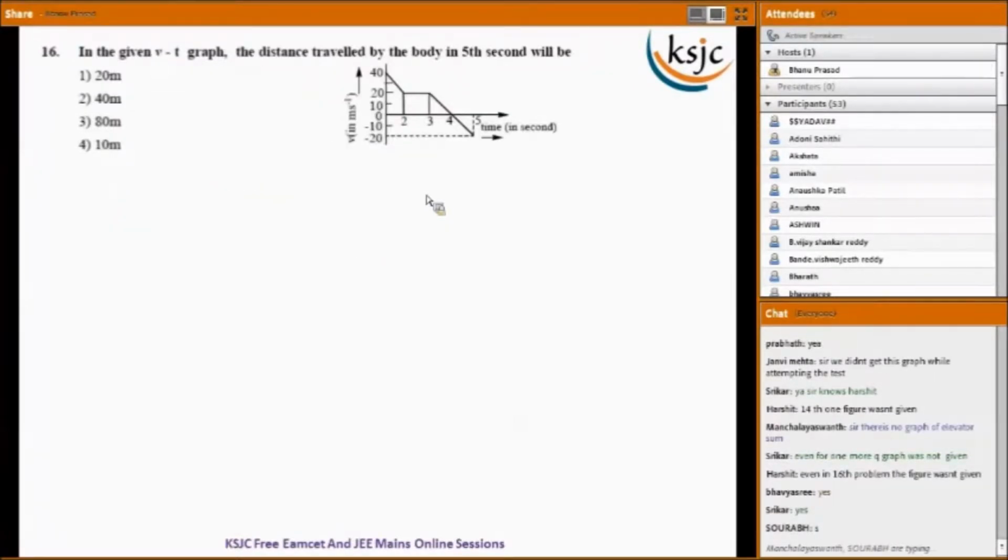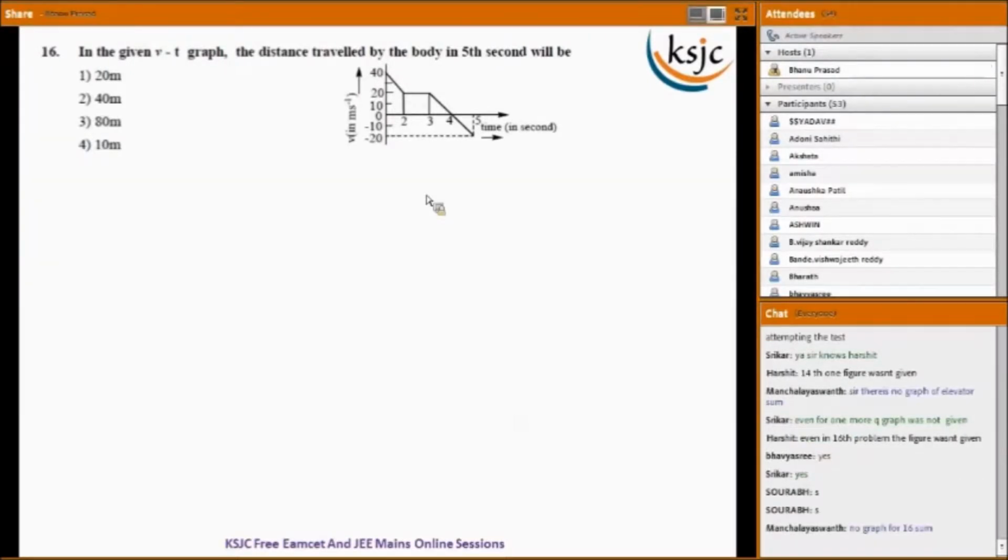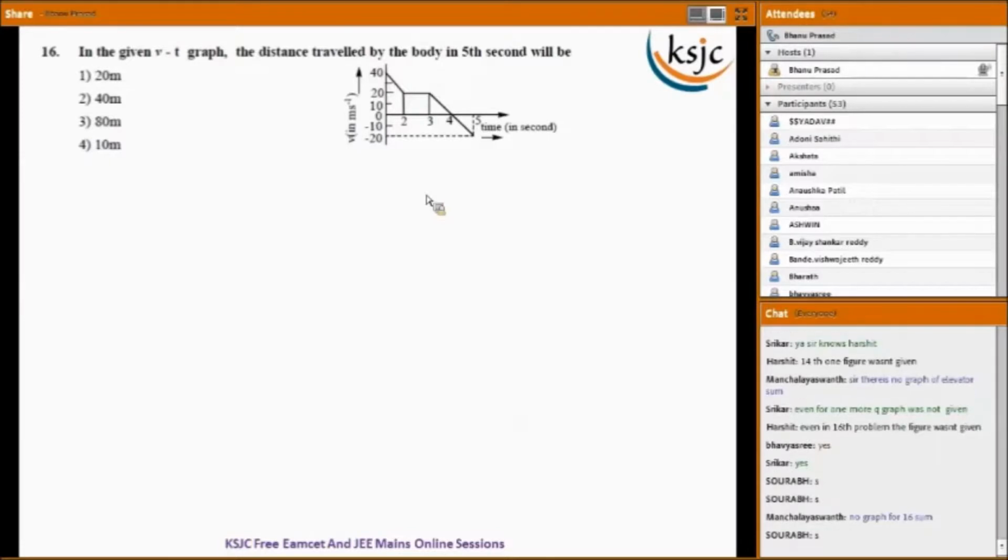Now, in the v-t graph, the distance traveled by the body in the 5th second. Look at that. The distance traveled by the body in the 5th second happens to be the last second. So you need to calculate the area there. Look at the figure now. So what will be the area of the triangle? The distance is the area of the triangle, half into 1 into 20, which leads to 10 meters.